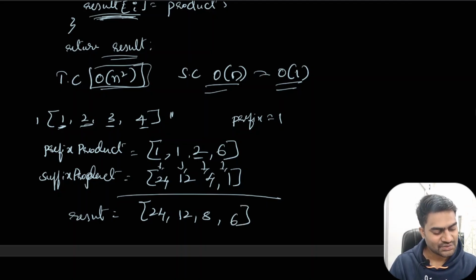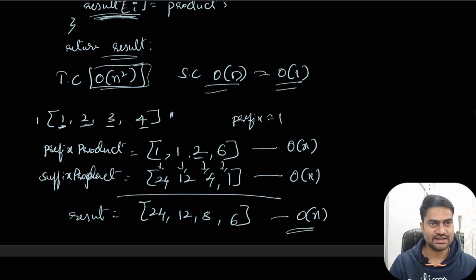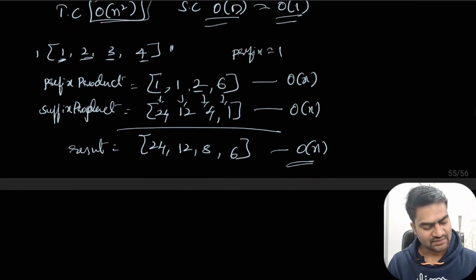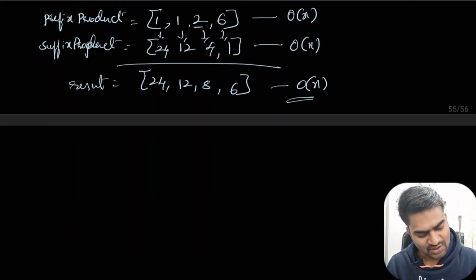Correct, right? So this is how in one iteration we will find the prefix product, and in another iteration we find the suffix product, and then in one more iteration we will finally arrive at our result. Okay, so with that, let us try to look into its pseudocode.